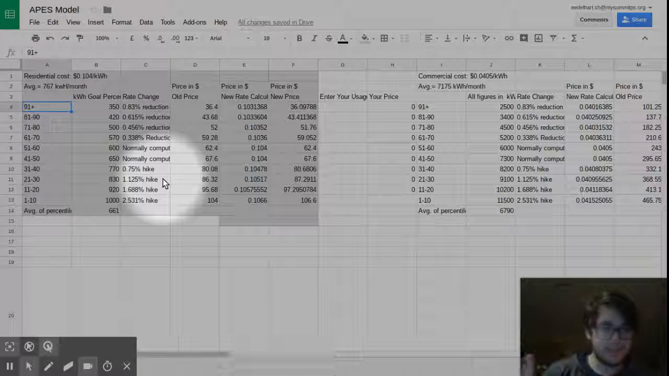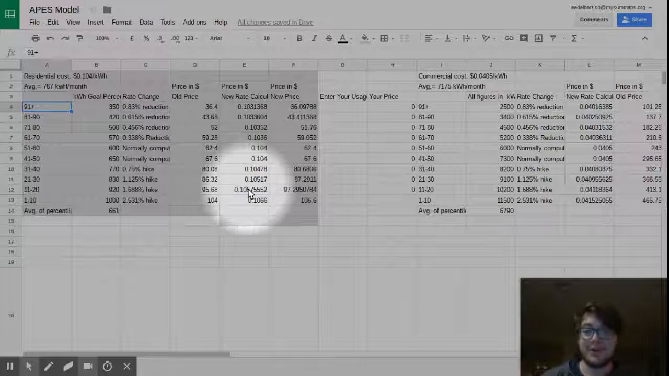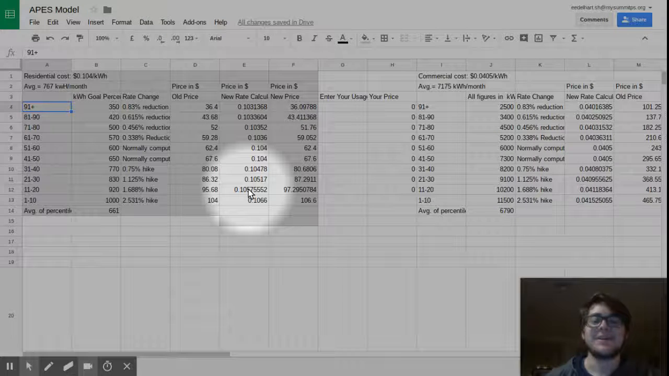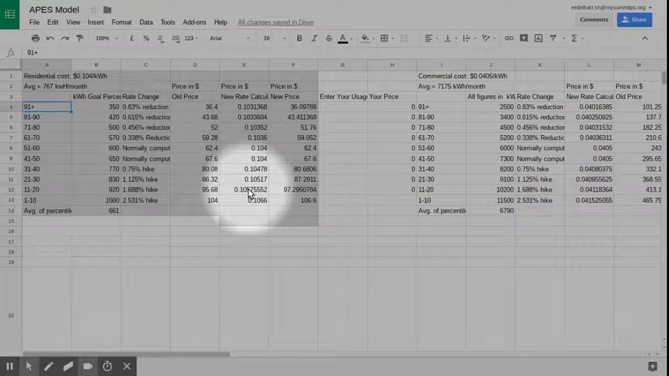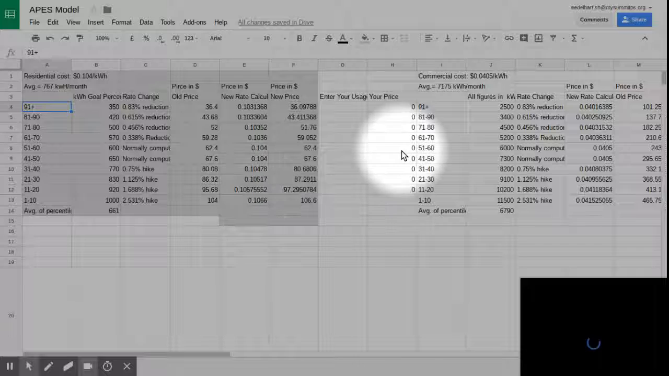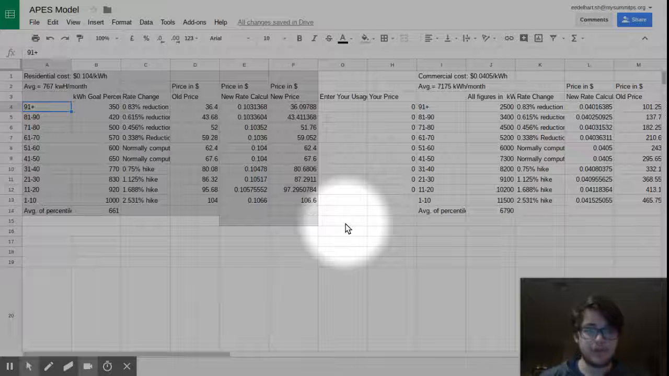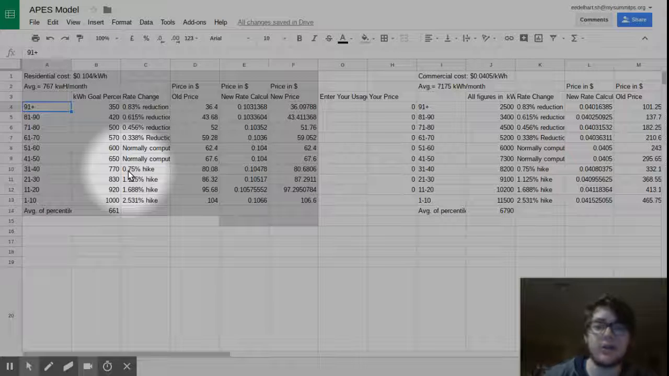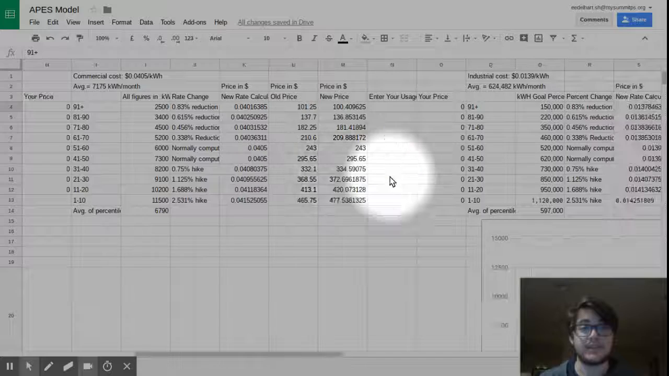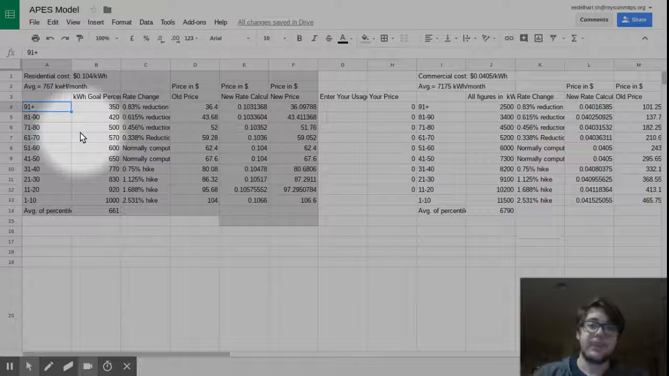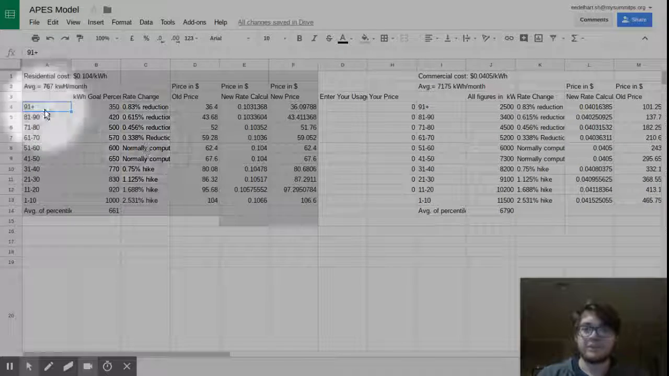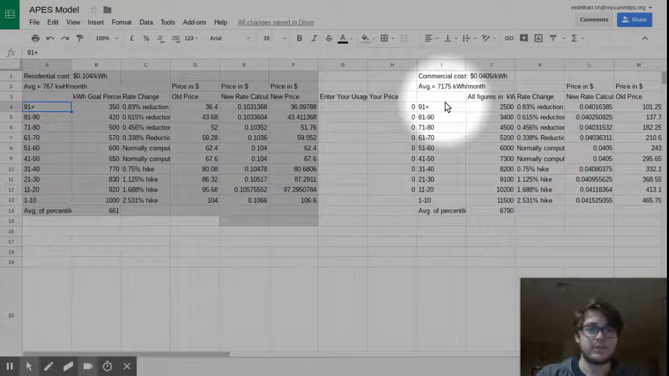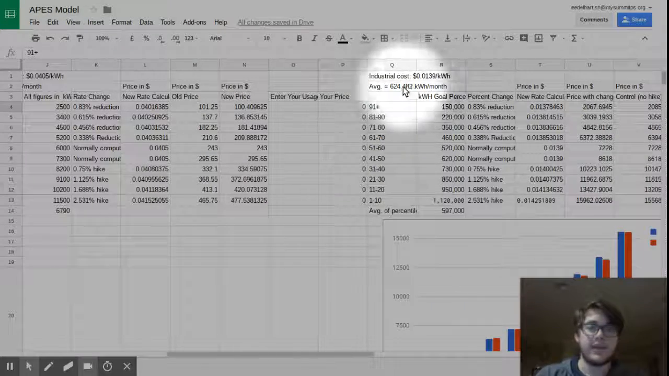All right. Hello and welcome to my very complicated, very in-depth model to try and go into energy use in Chicago and ways to reduce the energy use by the citizens and companies of the city. As you can see here, there are three distinct tabs. We have our residential tab, commercial tab, and industrial tab.